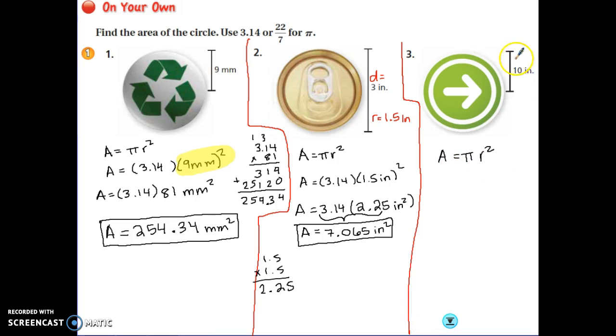In number 3, they do give me the radius, so I can go ahead and plug these into my formula. Area is equal to pi times the radius, which is 10 inches, squared. Since the radius is not a multiple of 7, I use 3.14, and I make sure to simplify my exponents first. So area is equal to 3.14 times 10 times 10, or 10 squared, is 100, and inches is also squared. Multiplying 3.14 by 100, I end up with area is equal to 314 square inches.